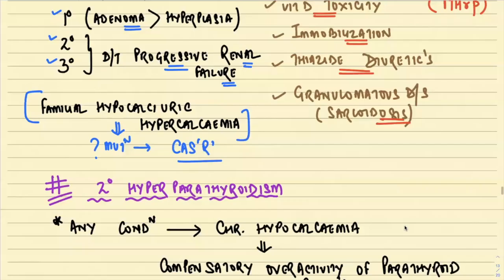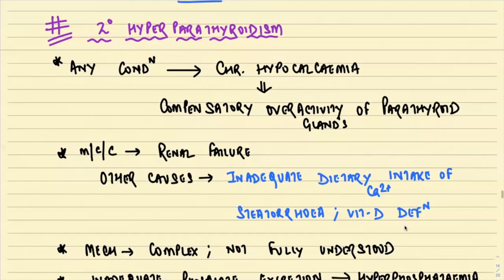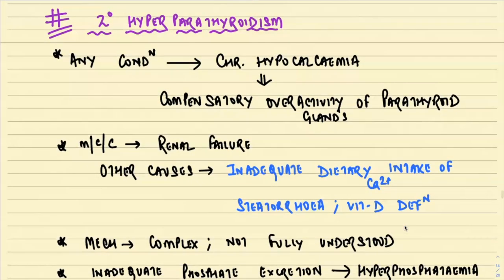Okay. Now we have completed in detail the primary hyperparathyroidism, and now we are going to discuss in detail what is secondary hyperparathyroidism. So any condition in our body which is associated with chronic hypocalcemia, what is going to happen? What did I tell you yesterday? If the amount of free calcium levels is very low in the body, that is going to cause compensatory overactivity of parathyroid glands. Yes or no? Did I tell you or no?